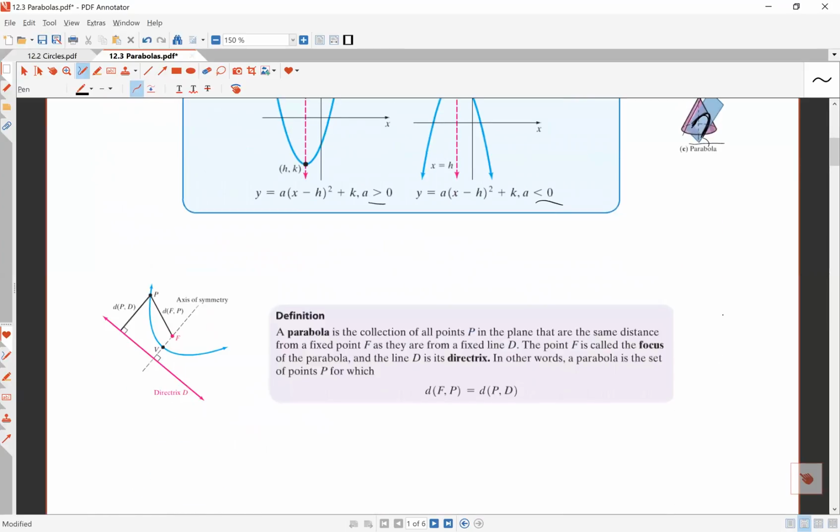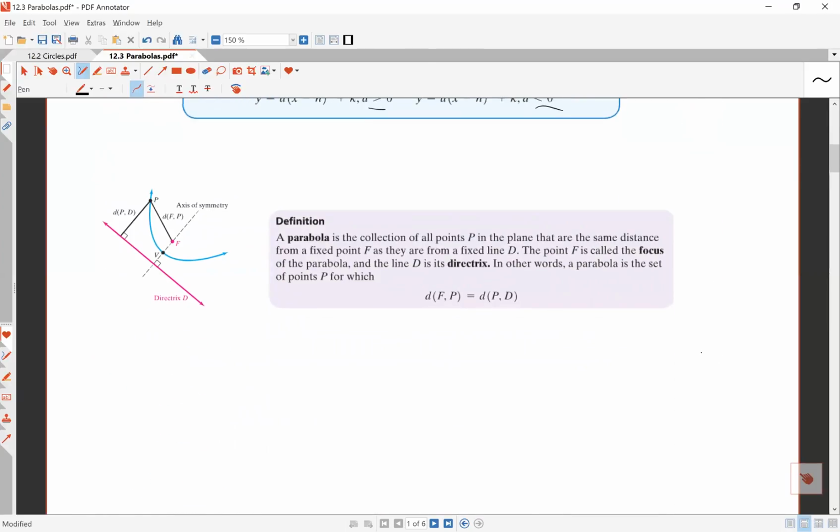The definition of a parabola is all of the points P in the plane that are the same distance from a fixed point F as they are from some fixed line D, called the directrix. The point F is called the focus of the parabola, and the line D is called the directrix.